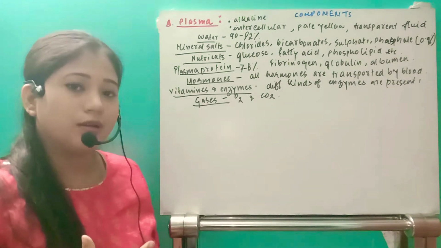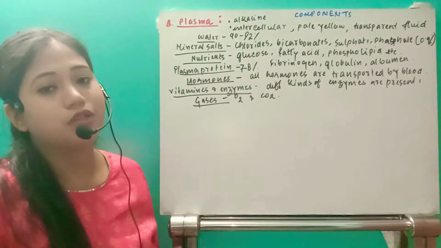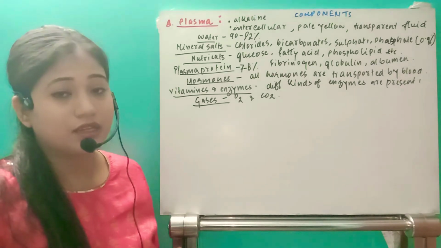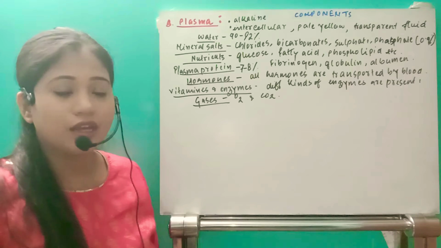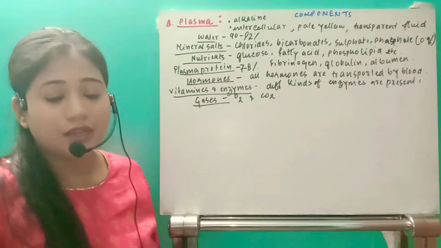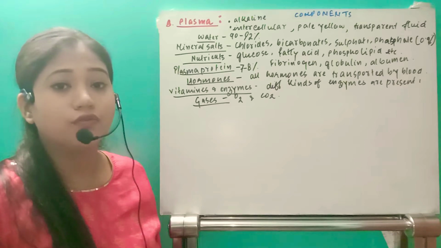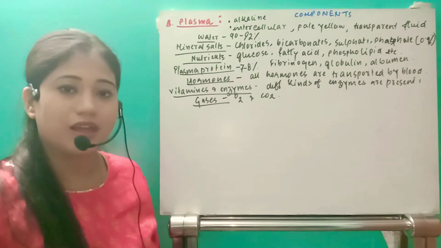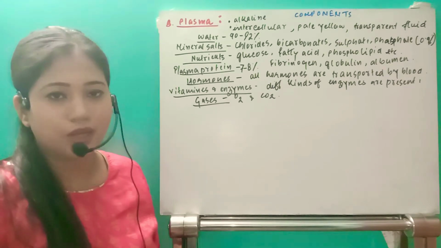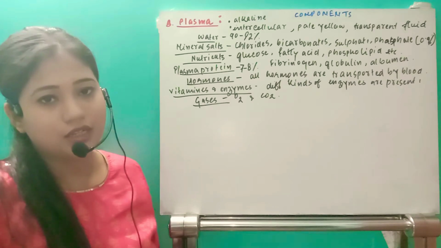The first characteristic is that the plasma is basically alkaline. Why alkaline? I already told you, the blood is slightly basic, around 7.4 pH. So this plasma, obviously a component of blood, is also alkaline in nature.